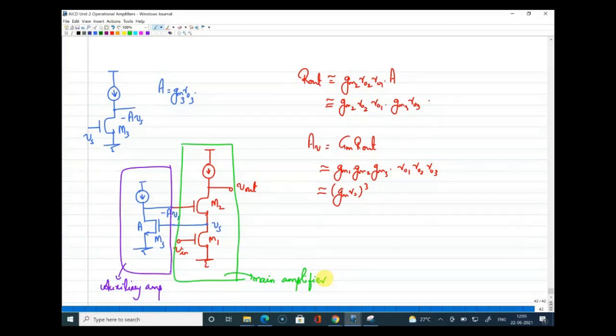Like, instead of doing this, we can also give the output of the cascode structure to a common source. I mean, common drain. To a common drain. No, sorry, common source, sir. Common source again. Yes.